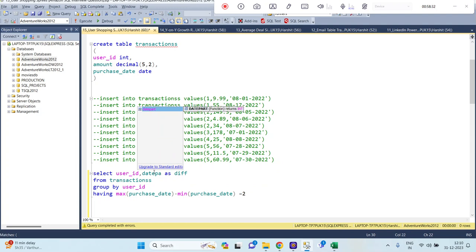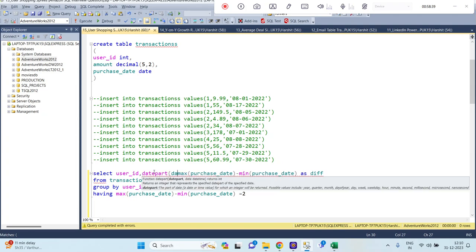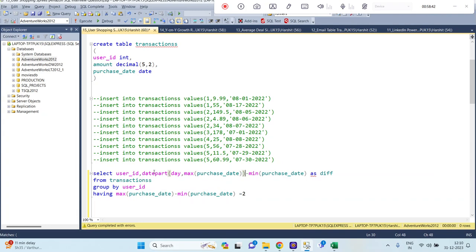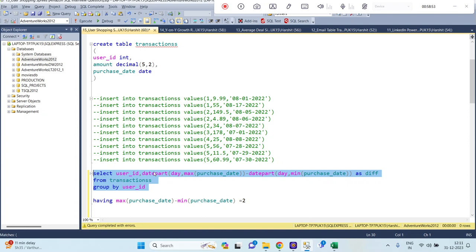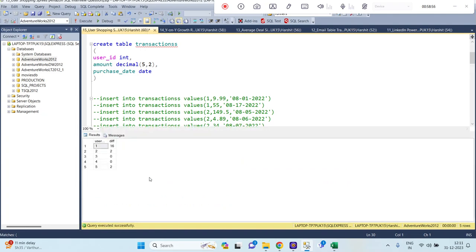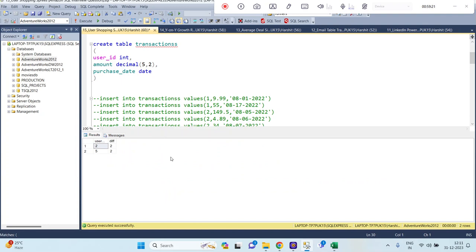I am using date part. Date part of this one in day, then again date part of this one in day. Now let me execute this. 2 is coming, right? Now having this equal to 2. 2 and 5 is our result set, right? You got it, right? This one.